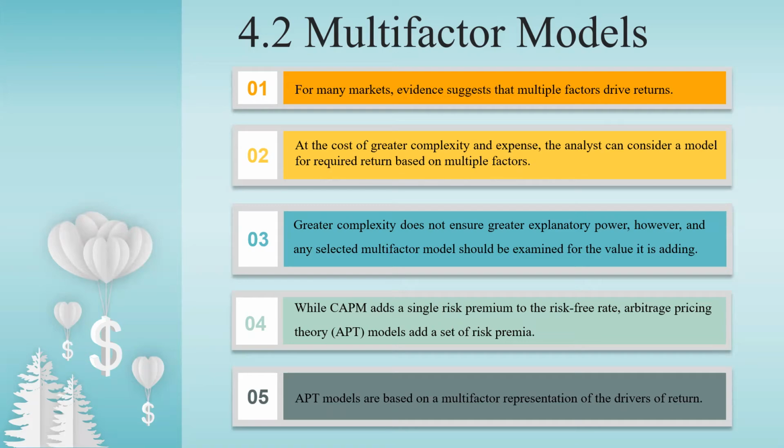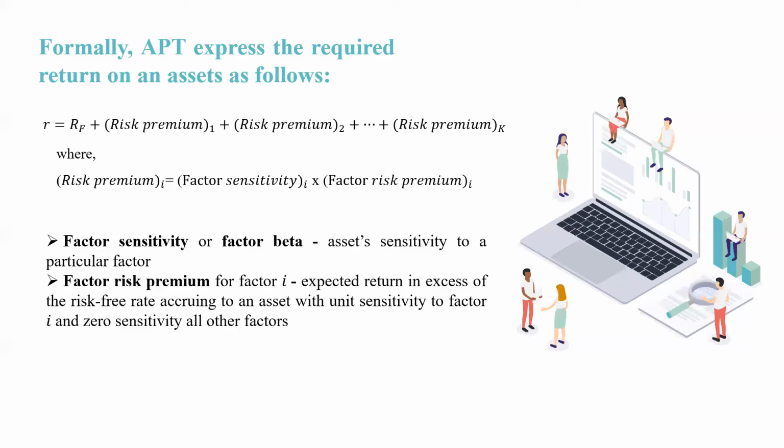While CAPM adds a single risk premium to the risk-free rate, arbitrage pricing theory (APT) models add a set of risk premia. APT models are based on a multi-factor representation of the drivers of return. Formally, APT expresses the required return on an asset as follows. The factor sensitivity or factor beta is the asset's sensitivity to a particular factor. Meanwhile, the factor risk premium for a factor is the expected return in excess of the risk-free rate accruing to an asset with unit sensitivity to the factor and zero sensitivity to all other factors.